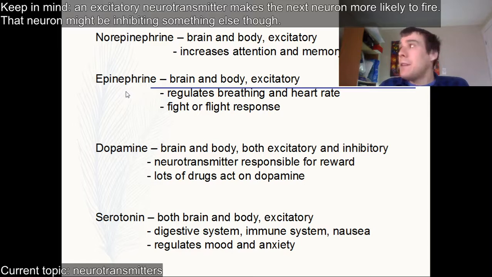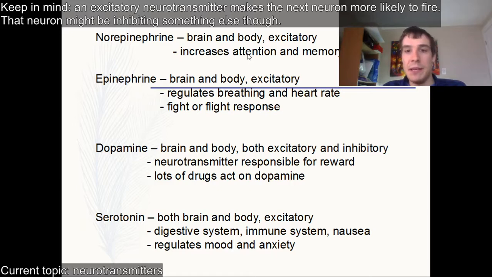A few more. Epinephrine and norepinephrine. You might have heard of them as adrenaline and noradrenaline. They're very, very similar. Norepinephrine does more brain stuff, and epinephrine does more body stuff. That's why epinephrine is the stuff in the EpiPens. The epi stands for epinephrine. The norepinephrine in the brain, when it releases, it increases your attention and your memory, especially in stressful situations. It makes you pay attention to tasks a lot more.